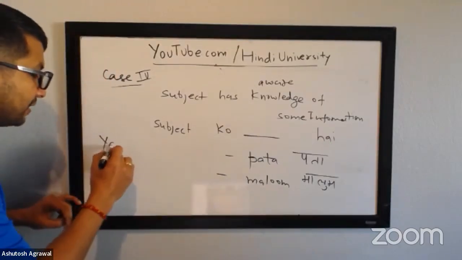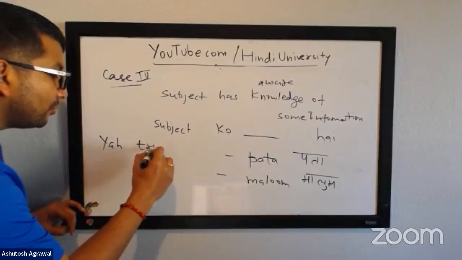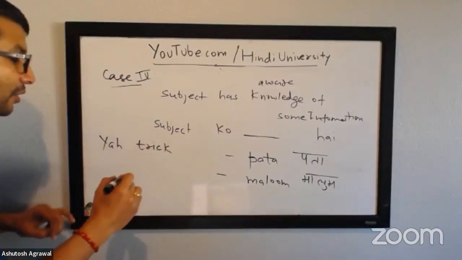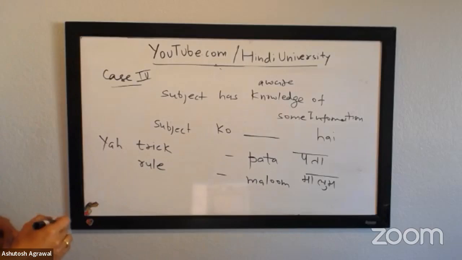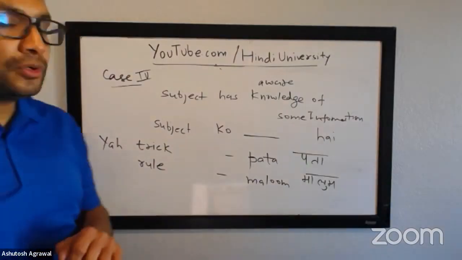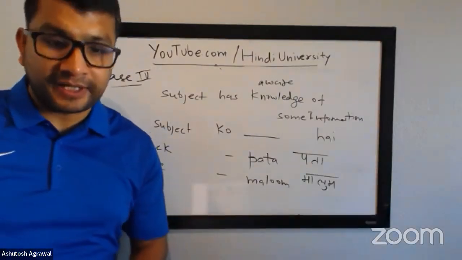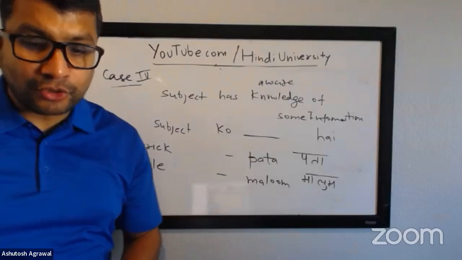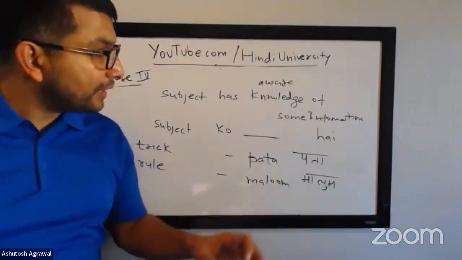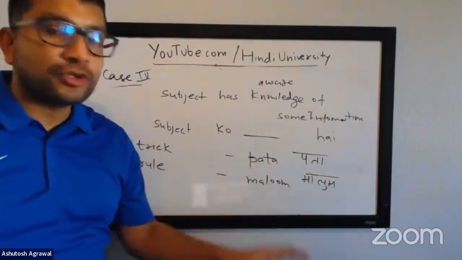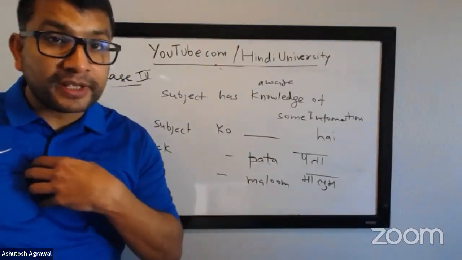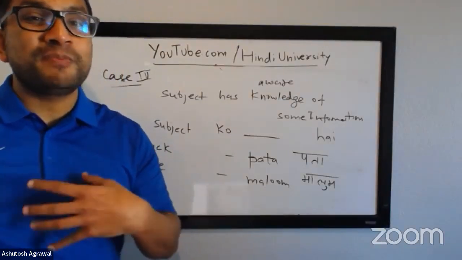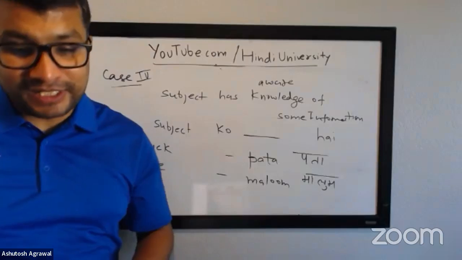John को यह ट्रिक पता है. John knows this trick. और John को यह रूल पता है. John knows this rule. John को ये कॉन्सेप्ट पता है. You can also say John को पता है, John को मालूम है. Or you can say मुझे पता है और मुझे मालूम है. Or you can say मुझे पता नहीं है और मुझे मालूम नहीं है.